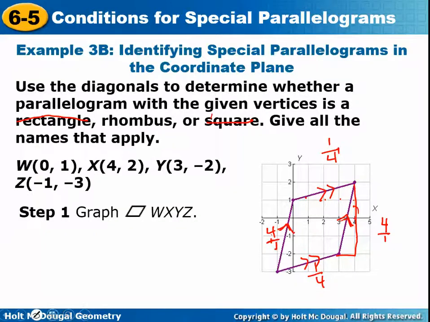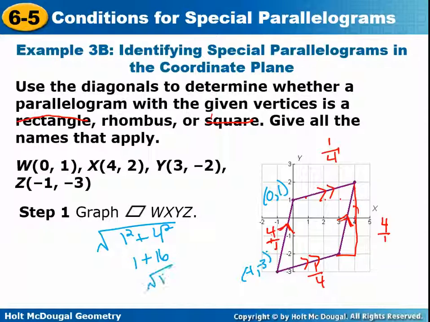To determine if it's a rhombus, we need to see if consecutive sides are the same length. So that means we have to use the distance formula. The point here is -1, -3, and I'm going to use this point of 0, 1. So I take the difference in the x value and square it. 0 minus -1 is 1 squared, plus the difference in the y value squared, 1 minus -3 would be 4 squared. So this would be 1 plus 16, which would be the square root of 17.